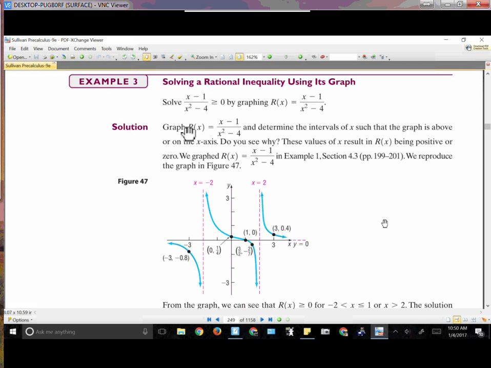So, if I asked you to solve a rational inequality using its graph, so I want you to solve (x minus 1) over (x squared minus 4). Where is that greater than or equal to 0? Well, what do we know? We know that we got a denominator in here, and we got x squared minus 4. When you see that pattern, did it automatically factor it in your head? Difference of 2 squares. x plus 2, x minus 2. So that tells me that my zeros are going to be at 2 and negative 2.